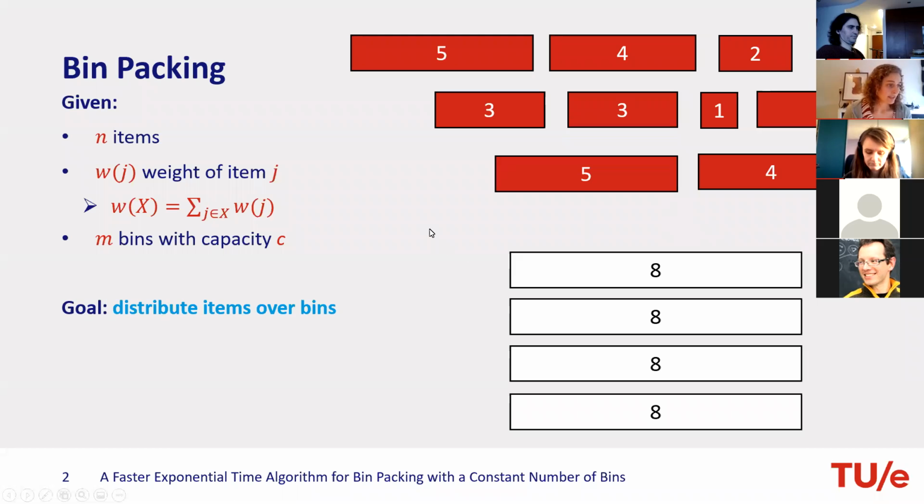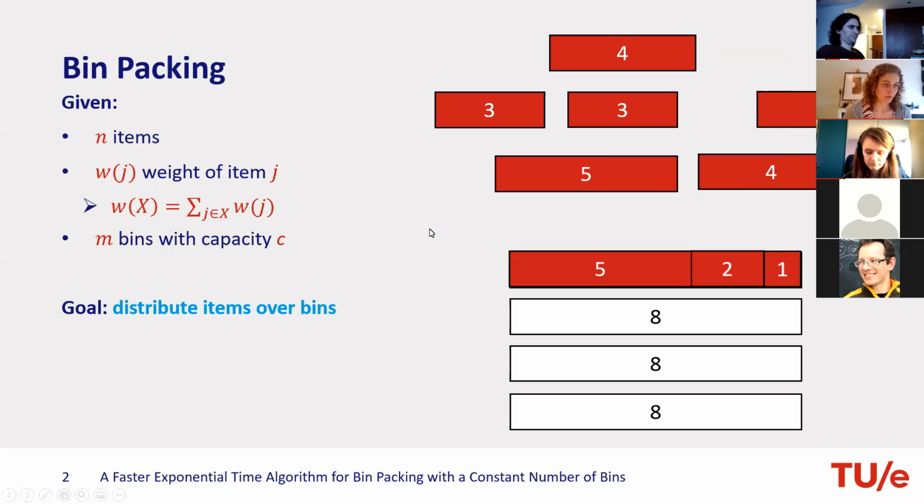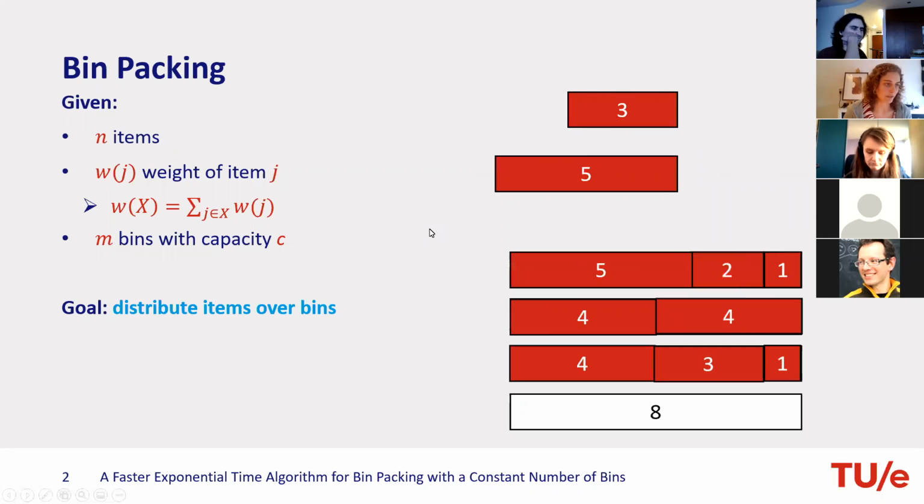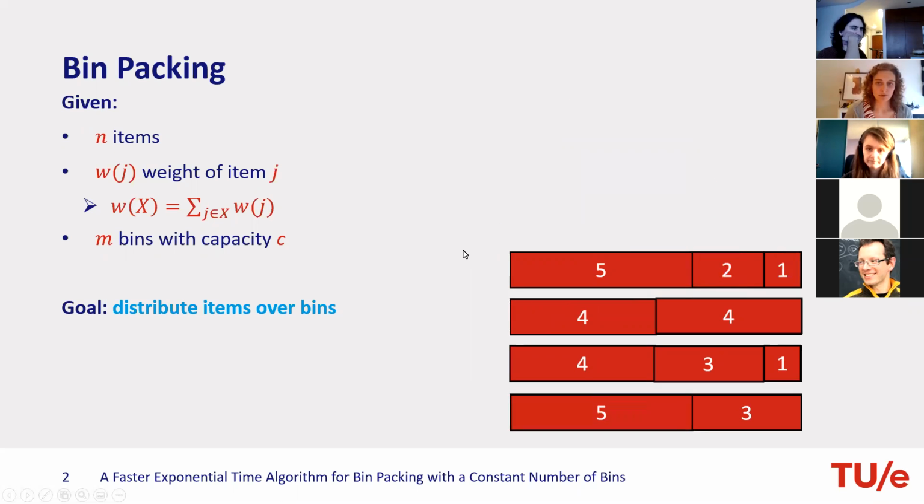And the answer in this case is yes, because we can move these 3 into the first bin, these in the second bin, this in the third bin, this in the fourth bin. And indeed, we can distribute all the items over the 4 bins without exceeding their capacity, so we have a yes instance.